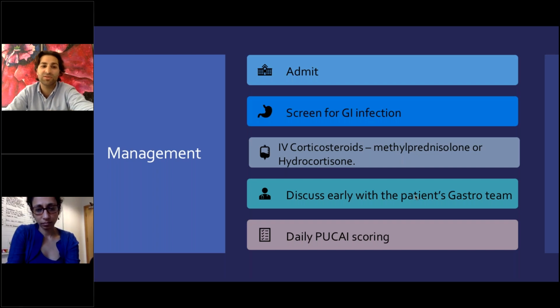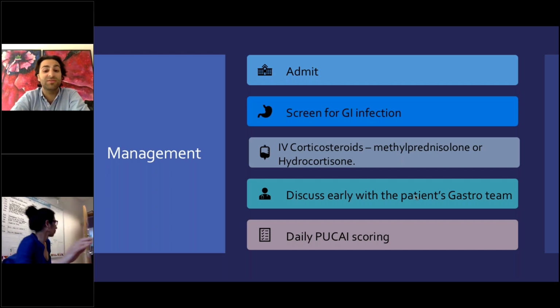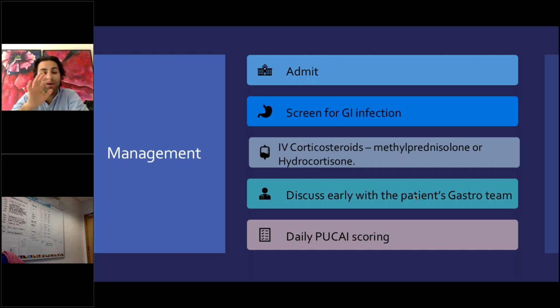And this is a tip. If you are calling the patient's gastro team and their patient has come in with an acute severe colitis episode, and you say, oh, hi, I've got a child with known ulcerative colitis, they've come in and their PUCI score is X. From the off, they are impressed, you've got their attention, and they're listening because they know that they're talking to someone who is interested and knows what they're talking about. And these patients need daily PUCI scoring, as I mentioned, in order to judge which direction of travel they're taking.